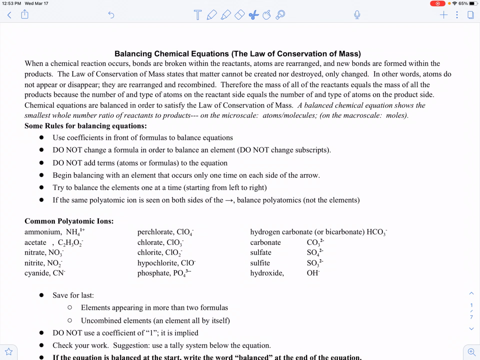These notes are going to go over how to balance chemical equations in order to satisfy the law of conservation of mass. So now that you've learned about the different types of equations, we're going to learn how to balance them. In a chemical reaction, bonds within the reactants are broken, the atoms are rearranged, and new bonds form in order to form our new products. Now, the law of conservation of mass states that matter cannot be created or destroyed. It can only be changed.